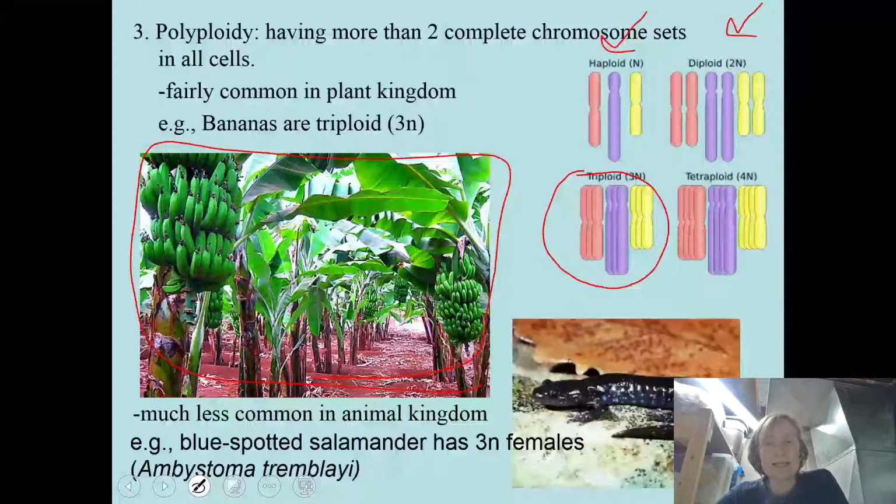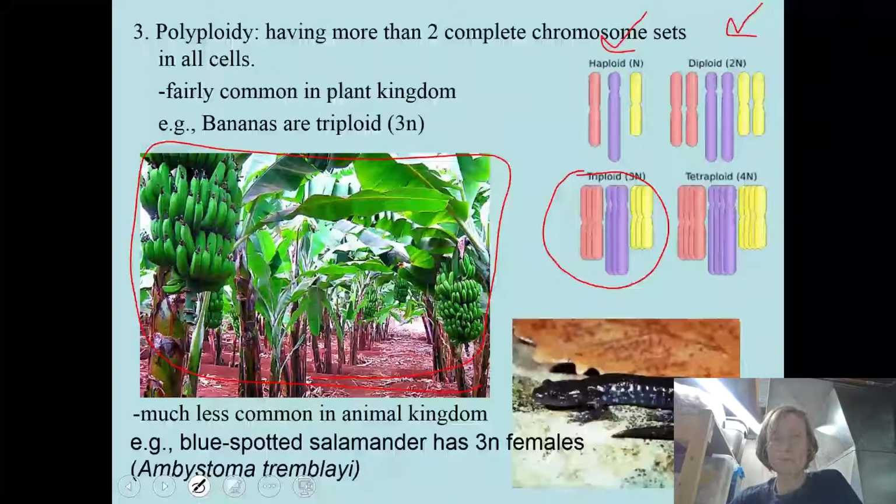Animals are much less likely to have a polyploid situation. There are very few animals that are polyploid, but here's a cool exception. The blue-spotted salamander has a population that is all female. A whole population of all female blue-spotted salamanders. They are triploid. They produce triploid eggs that they lay that are unfertilized, but they develop into brand new baby female blue-spotted salamanders. It's an unusual strategy, but it seems to work in this particular subspecies of the blue-spotted salamander.